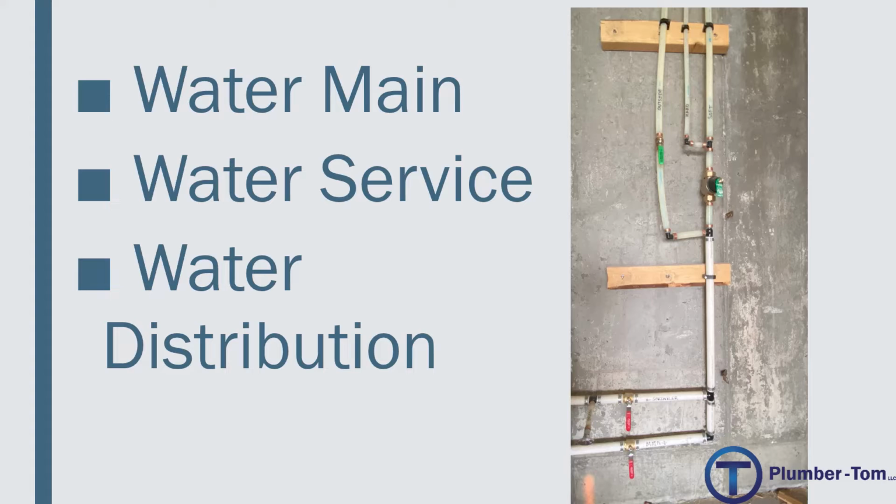From there, once the water gets inside the building, then we have distribution pipes. It branches all over the place and delivers water to fixtures. So that's the three different definitions. Hopefully that helps you as we talk about these to understand which ones are which.